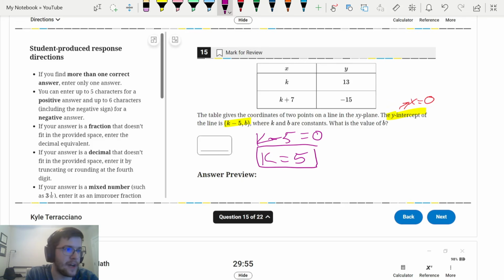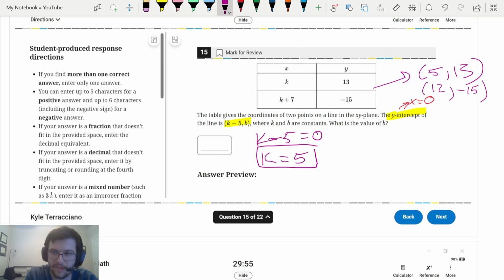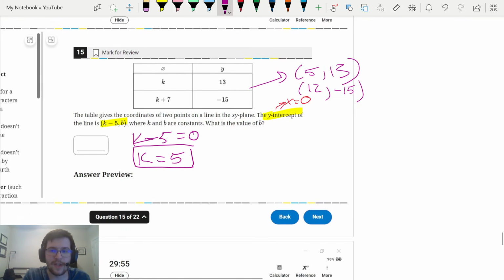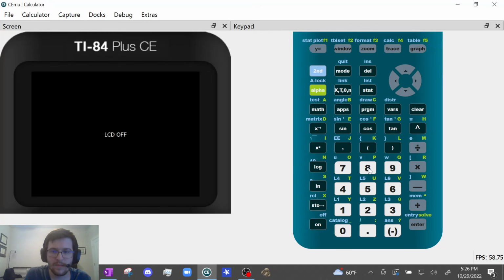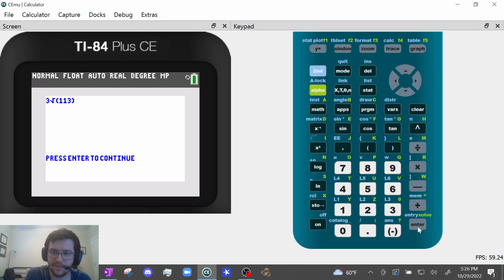So if k is equal to 5, that means this table transforms into 5 comma 13 and then k plus 7. So 12 comma negative 15. And now you have to find the y-intercept. To do that, you have to find the equation of the line. If I were you, I would get a graphing calculator program that can do this very quickly. That's what I'm going to do now. 5 comma 13. So let me go to the Panda SAT program.